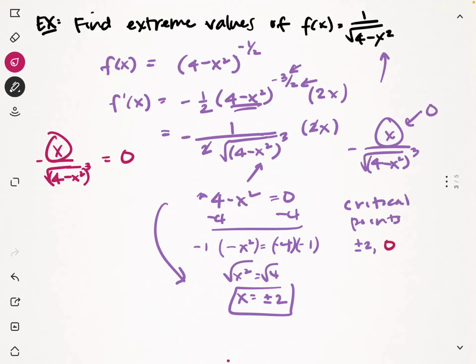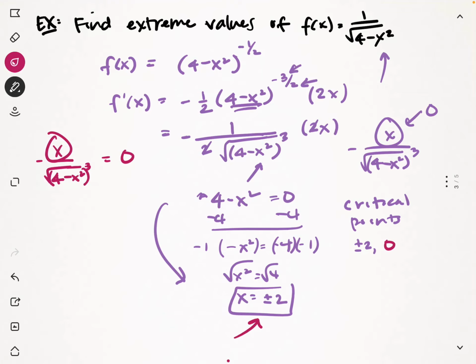So when we're talking about any rational function, we don't have to worry about the bottom when we're looking for zeros. We worry about the bottom when we're looking for undefined points. That's what we did here. If we're looking for when the function is equal to 0, we just worry about our numerator.